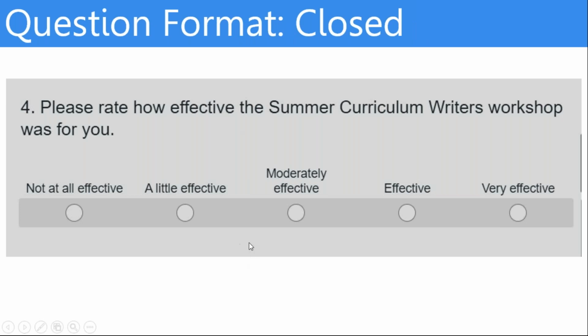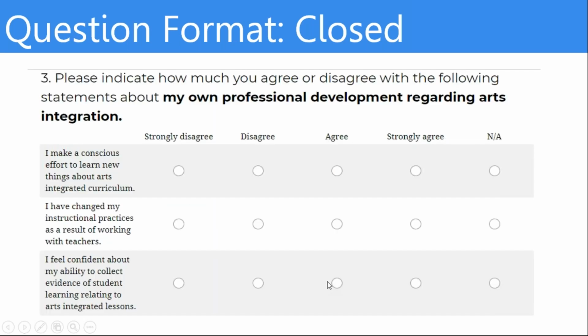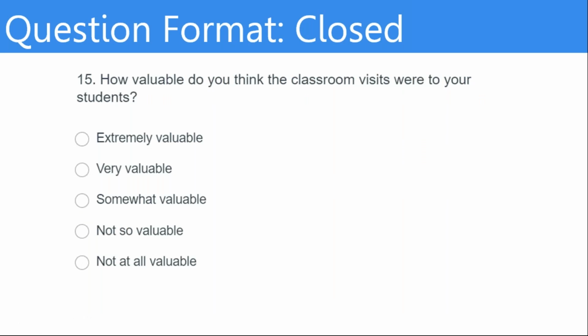So here's an example. This one is a rating scale. It's good to have at least 5 choices on your rating scales. Some people advocate 7, which is a little bit more nuanced. Here's another one. Again, we have five options here.